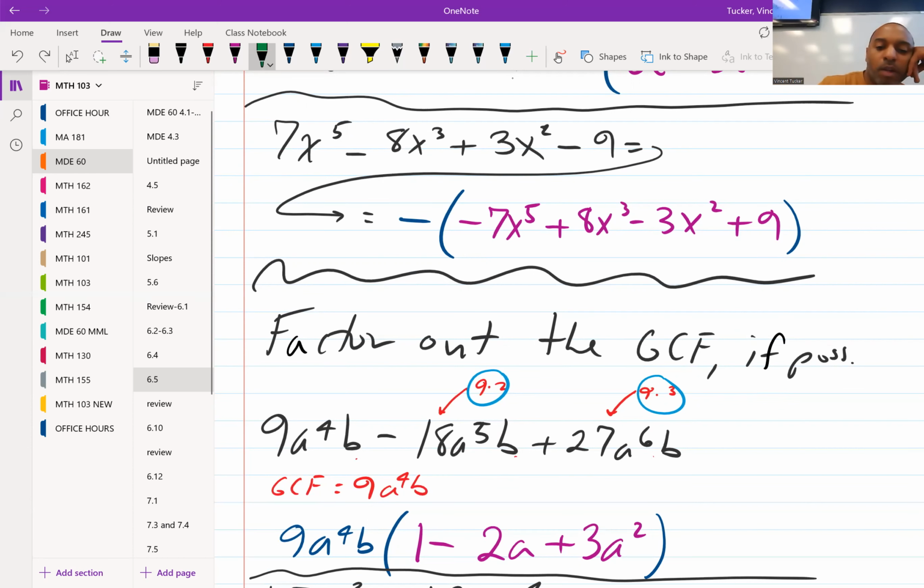But whenever your GCF is the whole term, then make sure you leave a 1 there as a part of your factorization. And then for the next one, 9 times 2 is 18. So you leave it with 2. We took out 4 of the a's, so you're left with 1a. And we took the b brought to the front. Then 27 is 9 times 3, so you're left with 3. We took out 4 a's, so you're left with 2. And then once again, that b is out in the front.